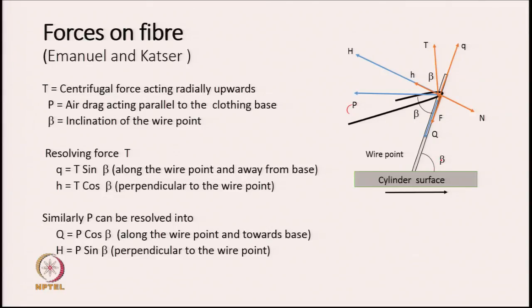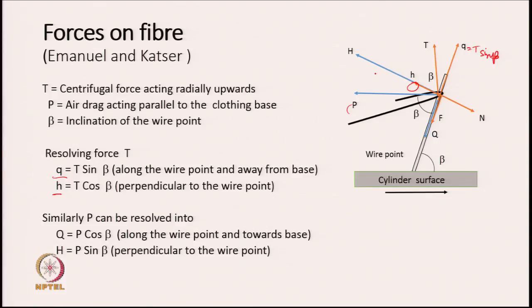Beta in this case is the inclination angle of the wire point with respect to the cylinder surface. We can resolve T into two components, small q and small h. Small q is T sin beta, and the other one is small h, which is T cos beta. Similarly, P also can be resolved into two components, one is capital Q, which is P cos beta, and the other one is capital H, which is P sin beta.